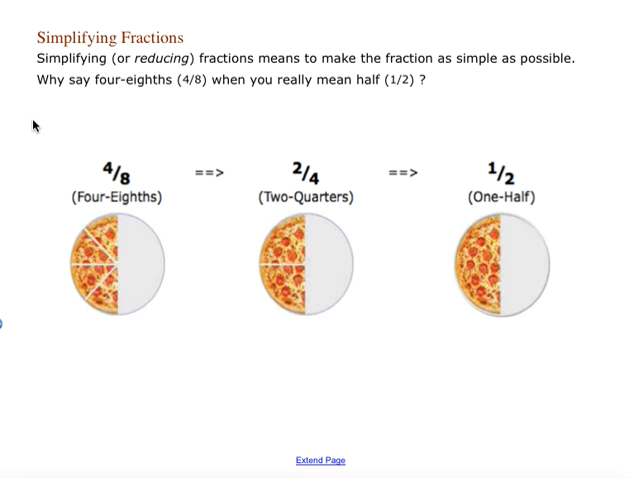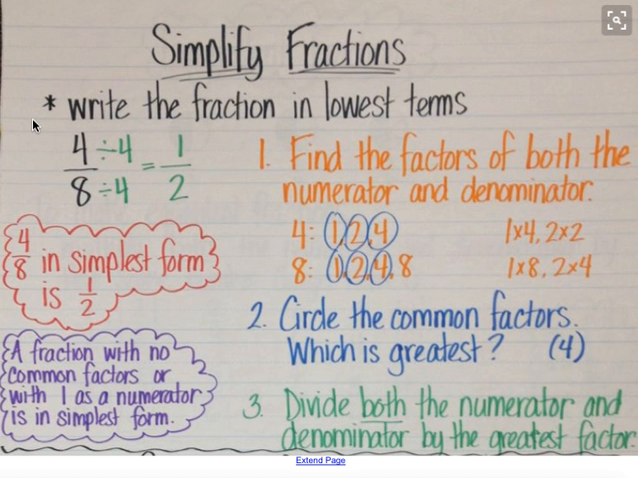So they're still equivalent, but the numerators and denominators are as simple as possible, really meaning the lowest numbers that we can get. Okay. So I have this quick little chart here. It says simplify fractions. Write the fraction in lowest terms or simplest form, right? And lowest terms means we're going to get the numerator and the denominator to the lowest we can.